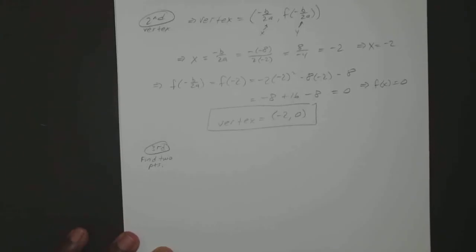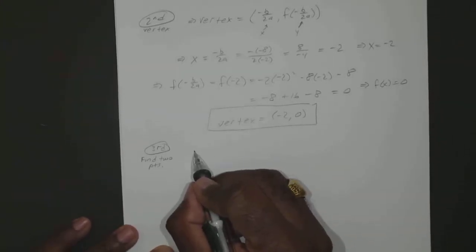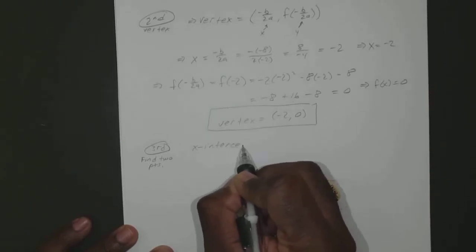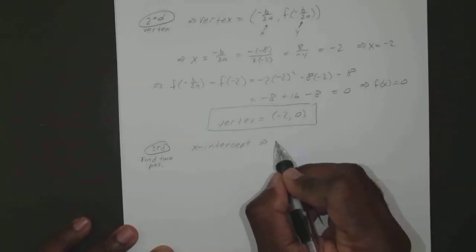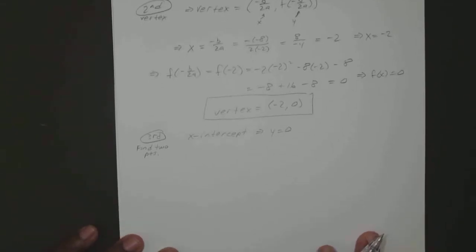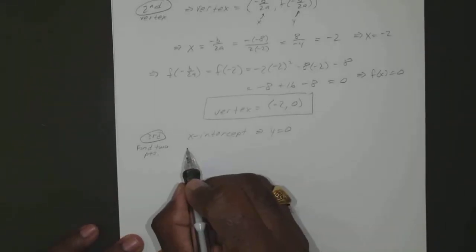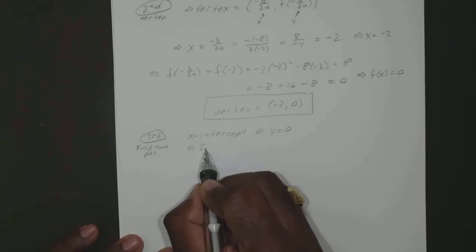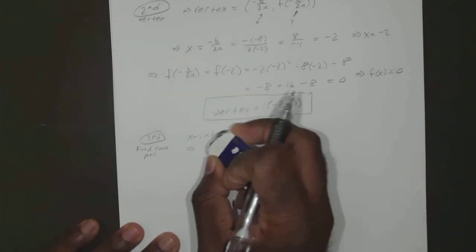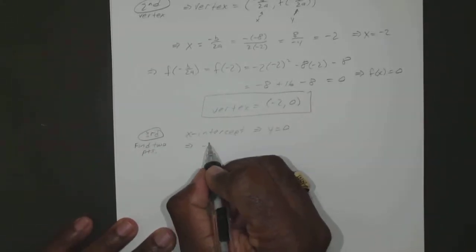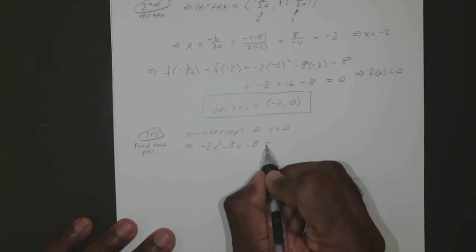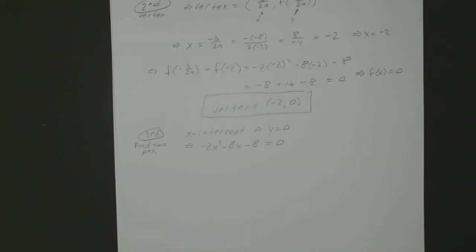Okay. So to find 2 other points, we have our x-intercept, which means we make y equal to 0. So that means, instead of f of x, we have negative 2x squared minus 8x minus 8 equals 0.